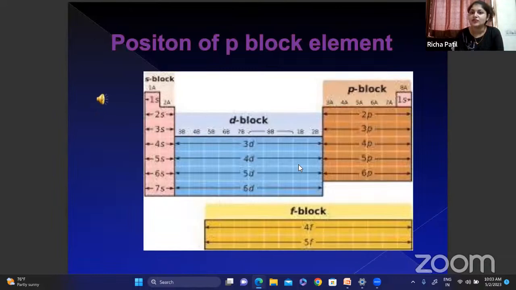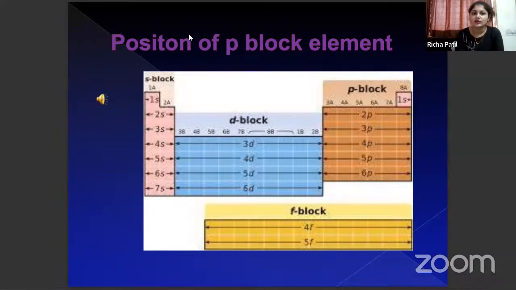So you can see the position of the P block elements. So these are the P block elements, from group 13, 14, 15, 16, 17, 18, towards the right side of the periodic table.